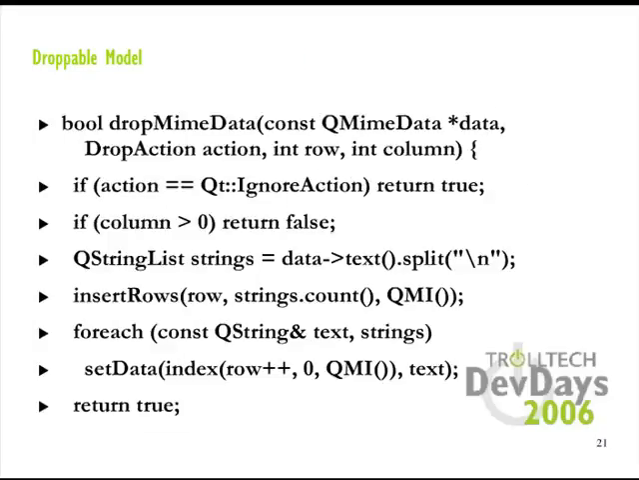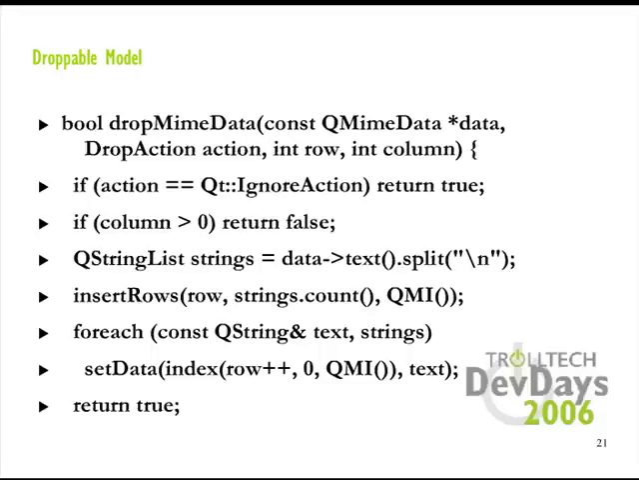So if you want to drop on the model, another nice thing to be able to do, it's pretty much the reverse. First of all, you implement the dropMimeData function here. You get the MIME data, that's the object, a drop action, and the place where you want to drop this. So you get the position inside your table where it should be.